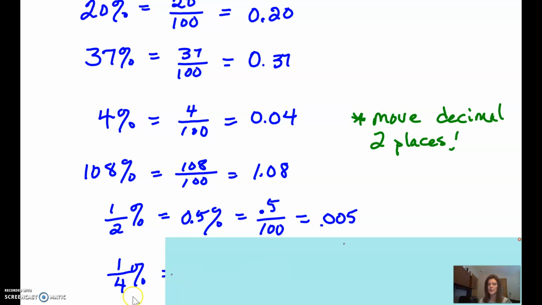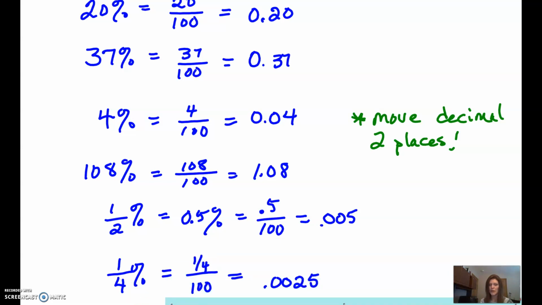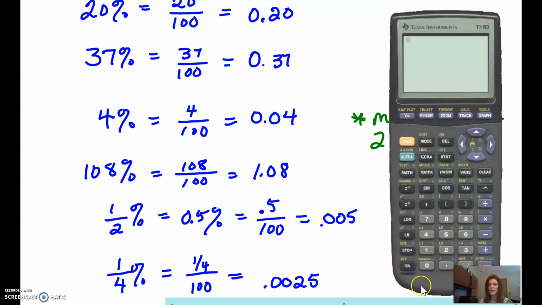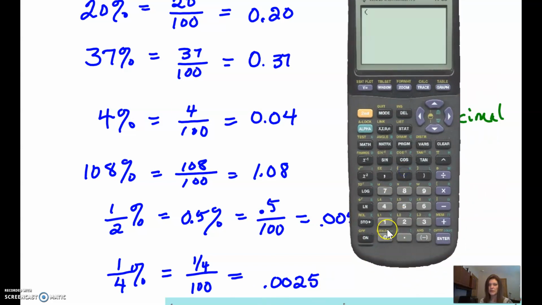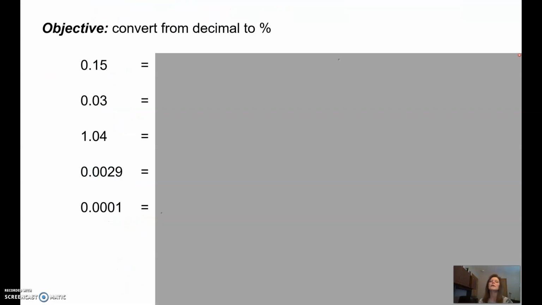Pause it a second and see if you can figure out what 1/4% would be. Okay, let's see how we did. A quarter out of 100, you could change that to 0.25, or you could just use your calculator, and let me turn mine on here. And if I did parentheses 1 divided by 4 for 1/4, and then divided by 100, I would get 0.0025. So I know that is going to be the decimal equivalent. All right, what about going the other way?